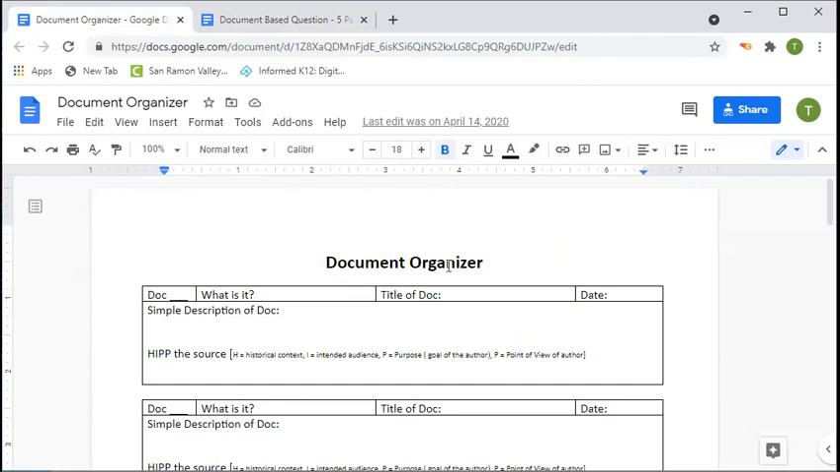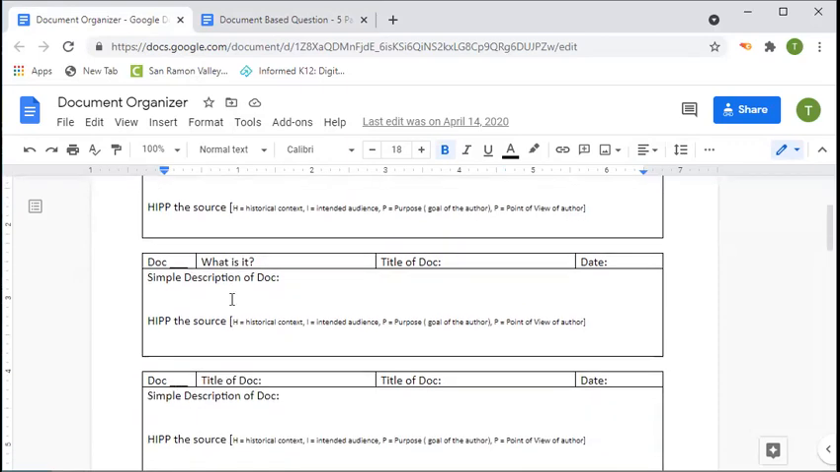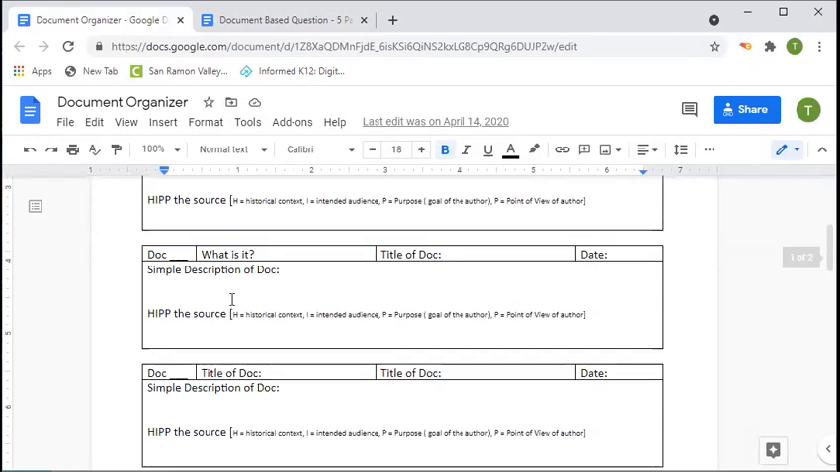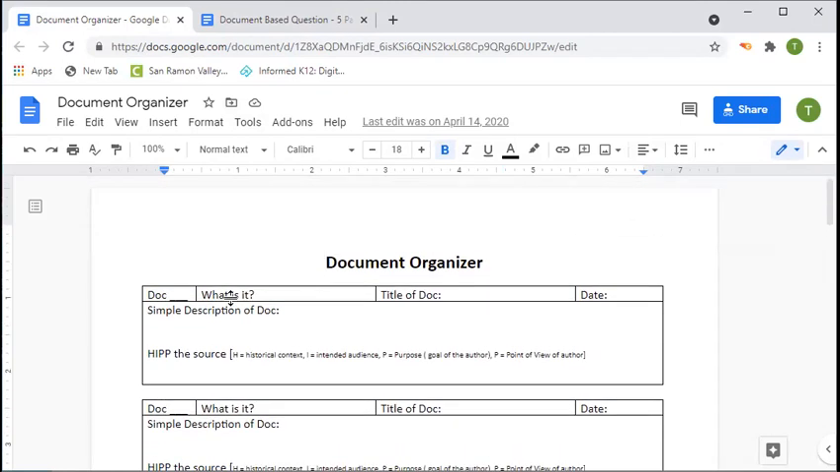So this document organizer, you can see, basically has 1, 2, 3, 4, 5. Oh, you know what? I'm going to update it. It should have 7 spots. This is still based from last year. So the one that you'll see will have 7 spots, not 5 spots. Last year's DBQ only required 5. So this will have 7.